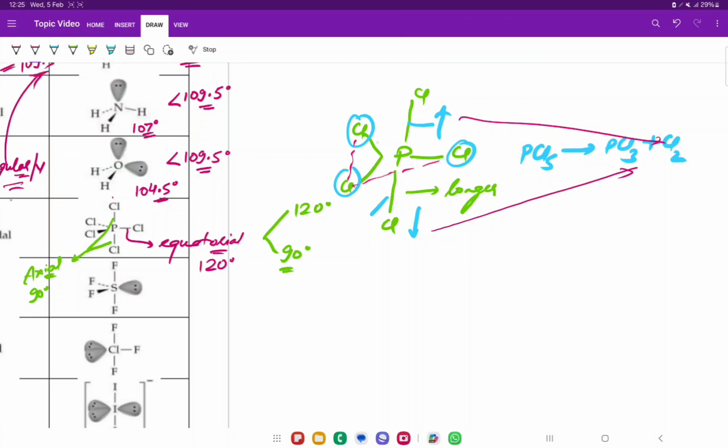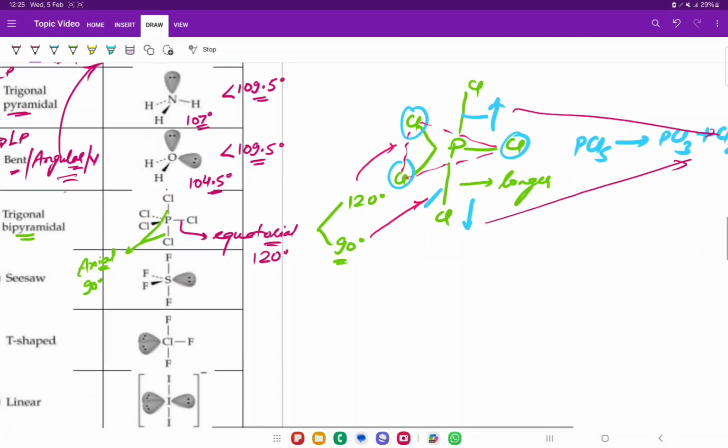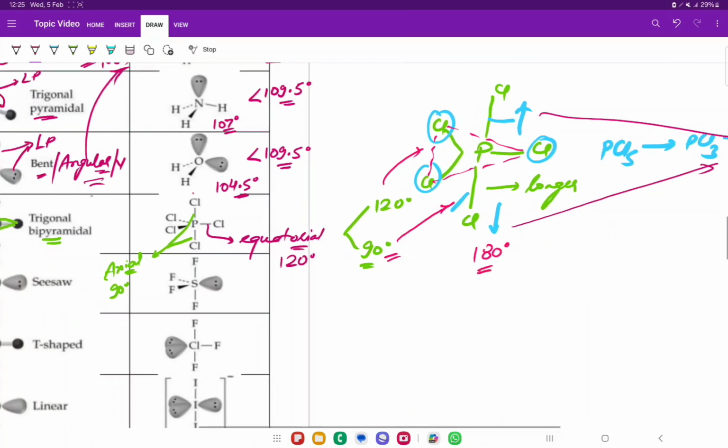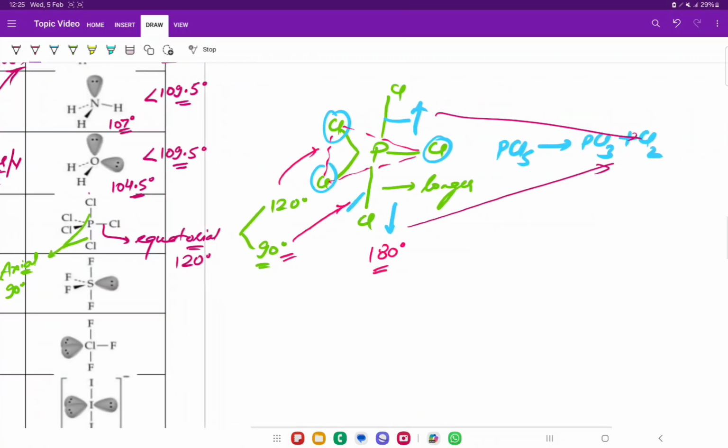So these are three equatorial bonds which are at an angle of 120 degree. And these two are my axial bonds, one above the plane and one below the plane. The bond angle with the plane is 90 degree, and the bond angle between these two axial bonds is 180 degree. Now since the bond length of the axial bond is longer, they are weaker bonds. Hence PCl5 on heating easily dissociates to form PCl3 and Cl2.